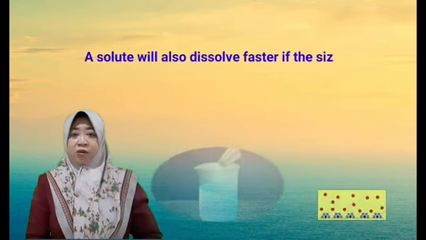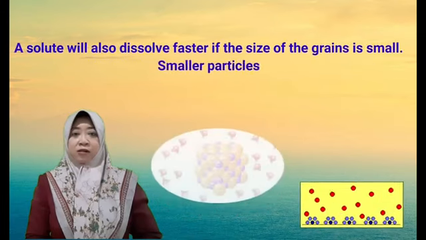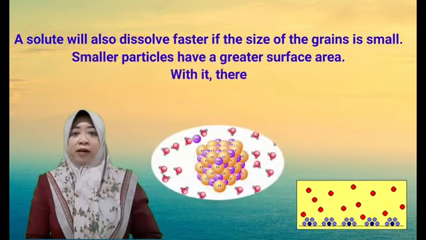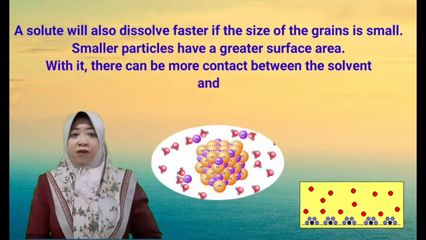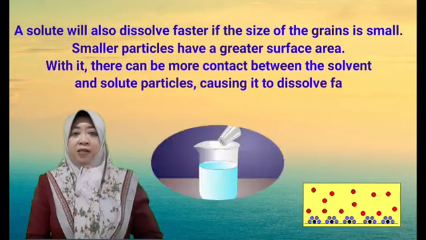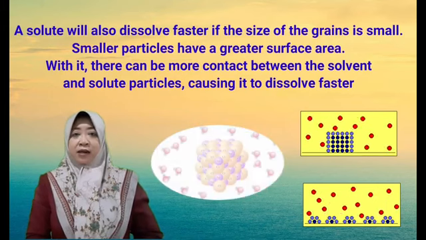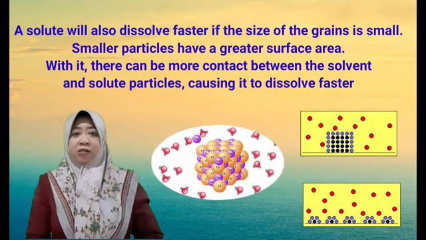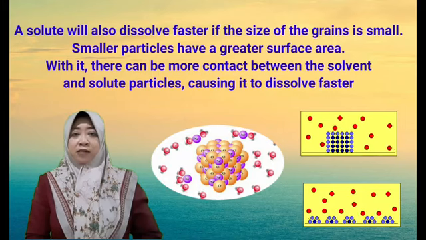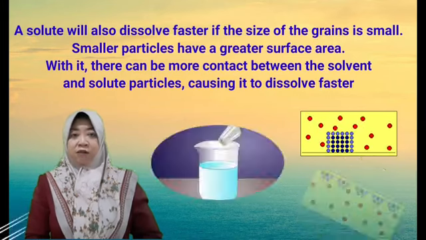The third factor is particle size. A solute will also dissolve faster if the size of the grains is small. For a given amount of solute, smaller particles have a greater surface area. With greater surface area, there can be more contact between the solvent and solute particles, causing it to dissolve faster.